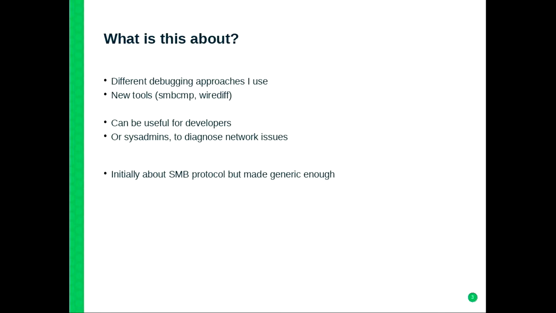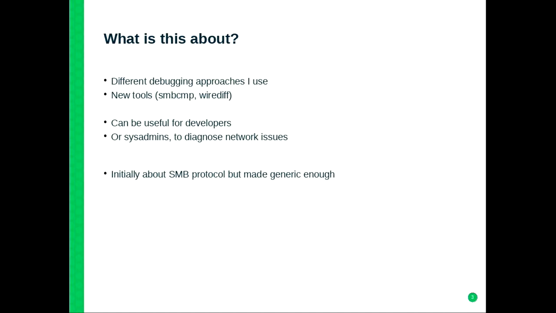But other tools like CIFS utils, which allows you to interact with the file system to set, for example, access control lists and things which don't really exist in POSIX. I also work on Wireshark, on the SMB dissectors, and other SMB-related things like Pike. So this talk is about the different things I use to debug SMB issues, and they are also applicable to other network protocols.